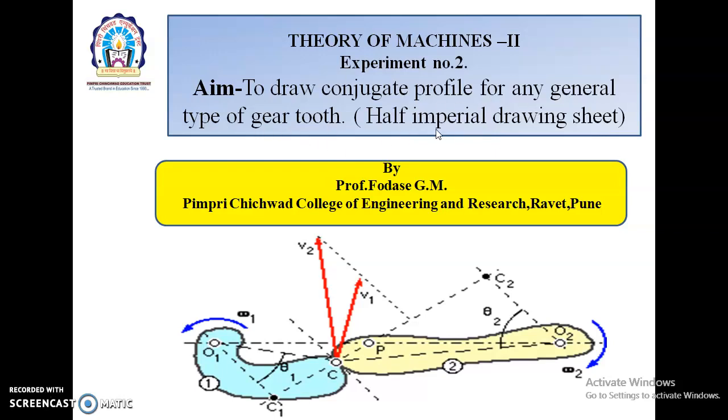Before starting the experiment and how to draw it, what we need to know is some basic concepts like law of gearing, conjugate action, conjugate teeth, conjugate profile. So first we'll try to understand what is law of gearing, what is its significance.